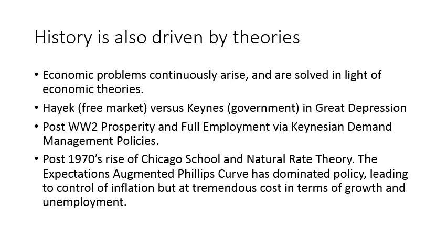In the post-World War II era, prosperity and full employment was achieved by Keynesian demand management policies. In the 1970s, the Chicago School and the free marketeers arose for various reasons, and they had this natural rate of unemployment theory. And this theory has had tremendous influence in shaping policy, monetary policy throughout the world. So this monetary policy has also led to low inflation, but at a tremendous cost in terms of growth and unemployment. So the economic history of the world is shaped by the theories that we have about economics.